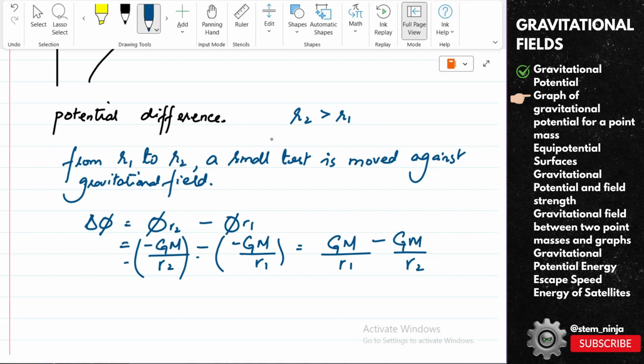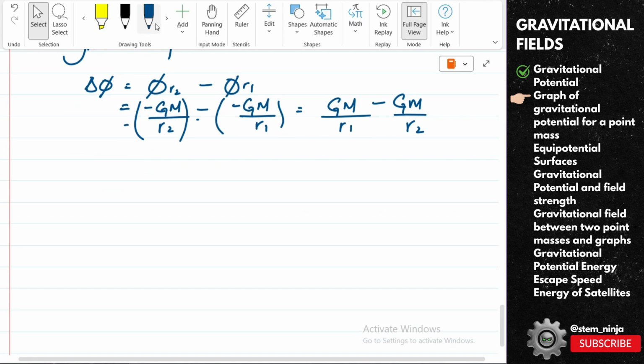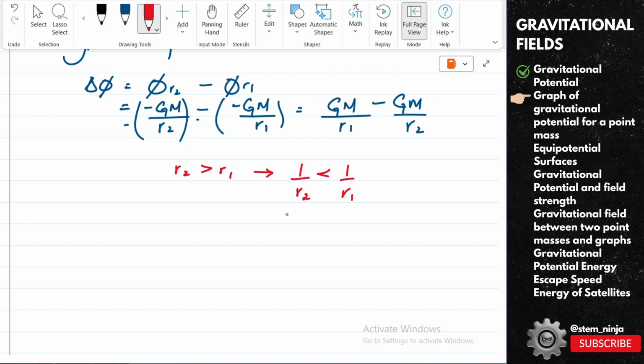Now, interestingly, if you know a little bit of math about inequalities, if R2 is greater than R1, this implies that the reciprocal of them is the other way around. So if you multiply the Gm on both sides, you get Gm, and just rearrange, so Gm over R1 is greater than Gm over R2. So it tells us that it definitely has a lower value, right, at R1, okay, but since there is a difference in potential, there is work to be done.